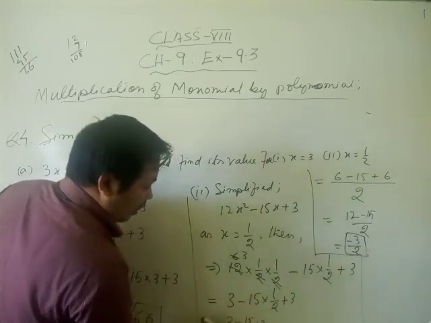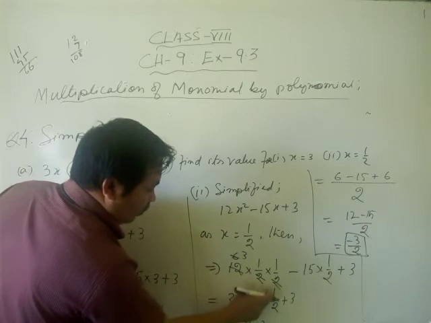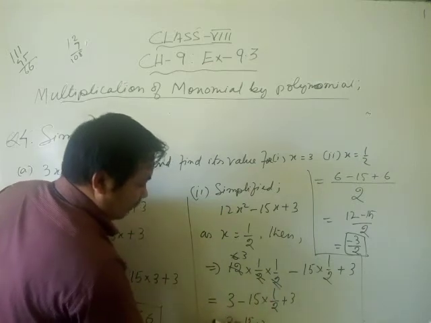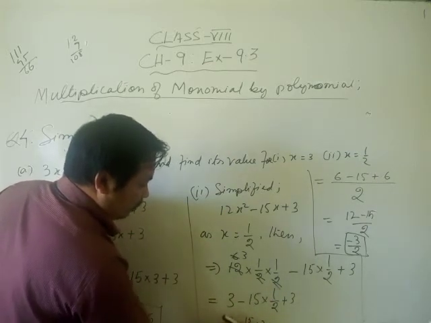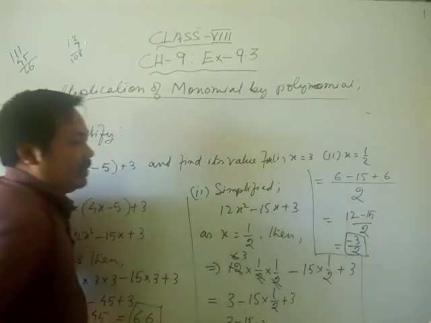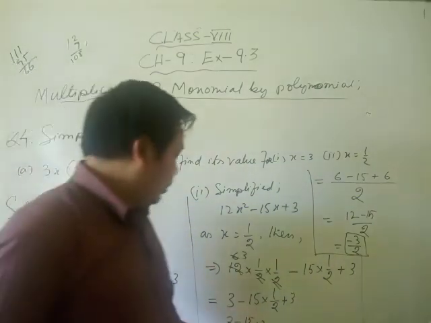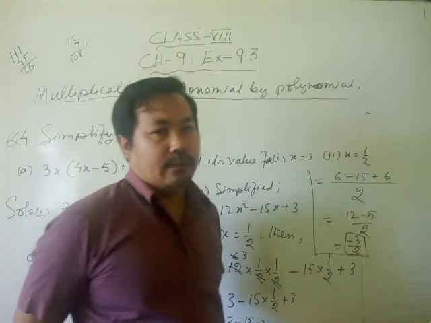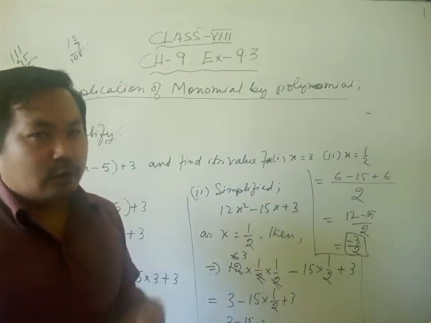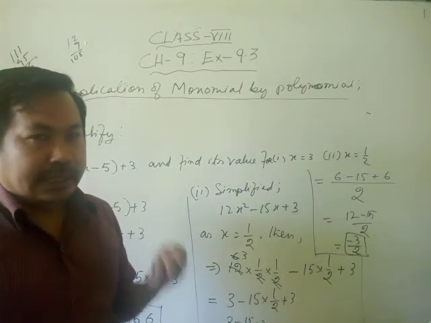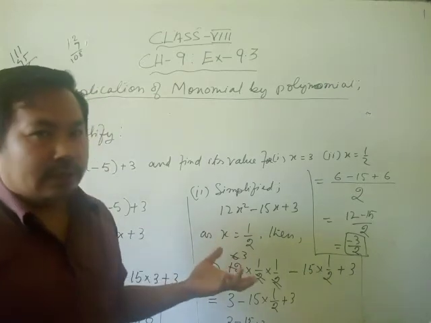Okay. Now this 15 into 1 by 2 will become 15 by 2. So 3 minus 15 by 2 plus 3. Then we take the LCM. After taking the LCM, the 3 becomes 6, here also 6, because we have to multiply, isn't it? You know the process of taking the LCM that we are doing here.